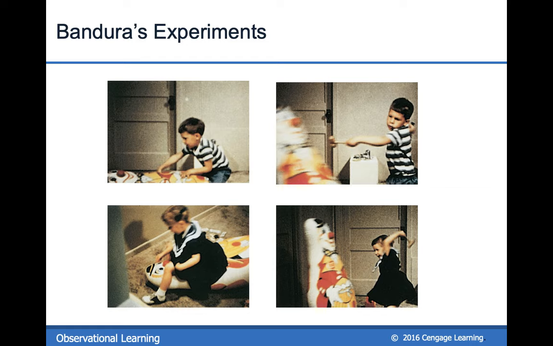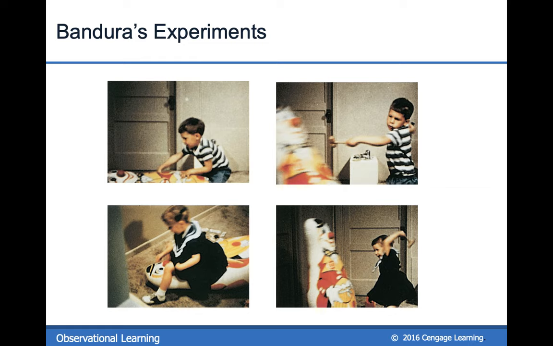And the adult would either play very nicely with all the toys, in particular this inflatable clown doll called the Bobo doll. The thing with the Bobo doll is if you hit it, it bounces back up, so it's weighted on the bottom. It's kind of a fun punching toy.